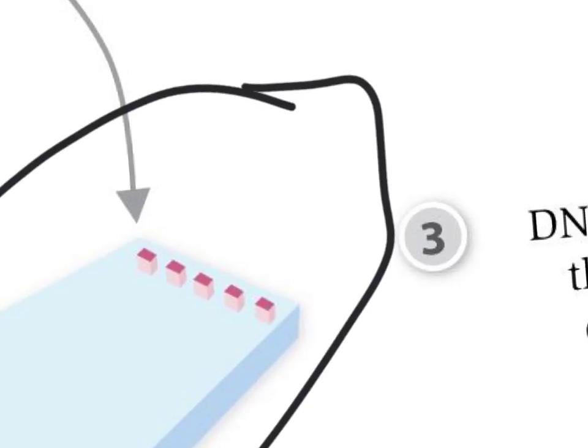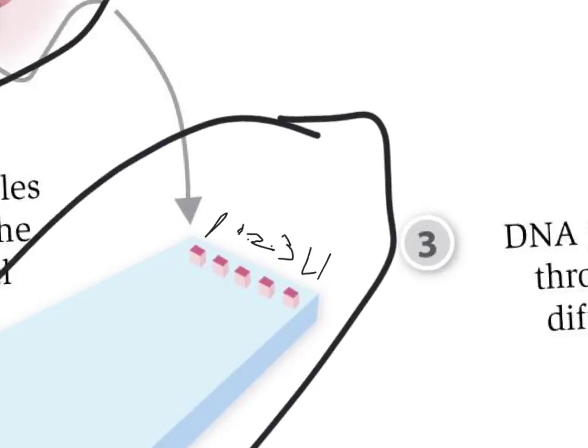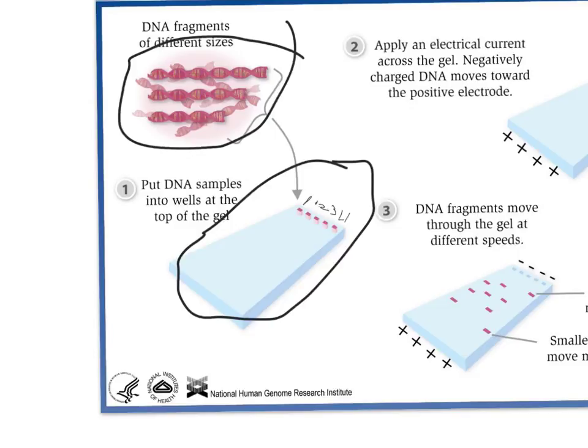Okay, so we might have a reference, and then we might have, let's say, suspect number 1, and then suspect number 2, and 3, and 4. Okay? And we put these fragments, one from each individual, into these wells.